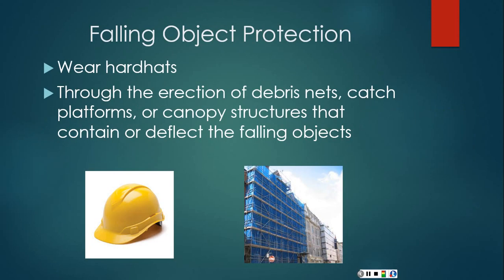Falling object protection is provided through the erection of debris nets, catch platforms, or canopy structures that contain or deflect the falling object. You can see in this picture a debris net that contains the falling objects.